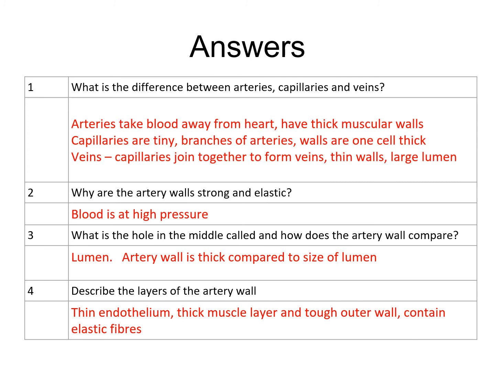Question 2, because the blood is at very high pressure. Question 3, we call it a lumen, and the artery wall is thick compared to the size of its lumen. Number 4, we've got a thin endothelium in the centre, a thick muscle layer, and a tough outer wall, and you might also have said that the artery wall contains elastic fibres.